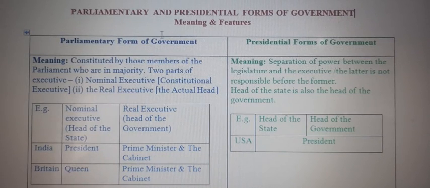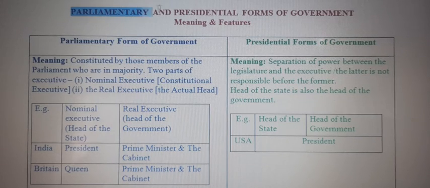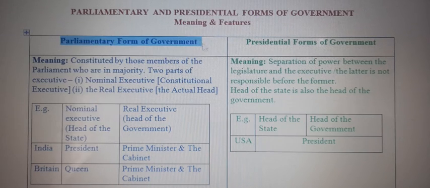Today, we are going to start a new chapter, that is parliamentary and presidential forms of government. And in this particular chapter, we are going to deal with the meaning and features of parliamentary and presidential forms of government. To begin with, parliamentary forms of government. Let's see what is parliamentary form of government.